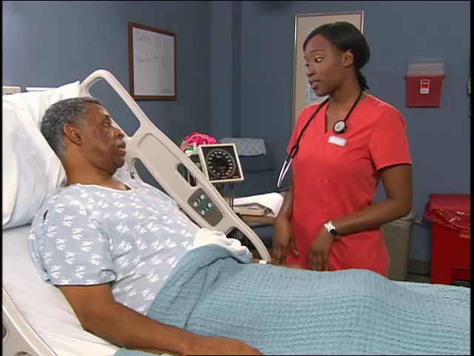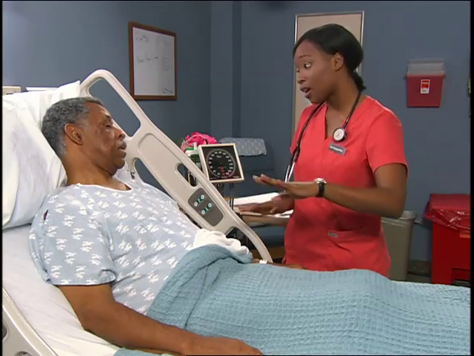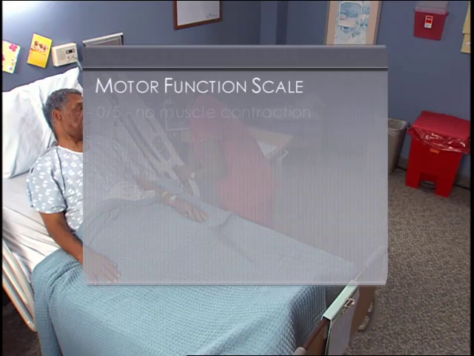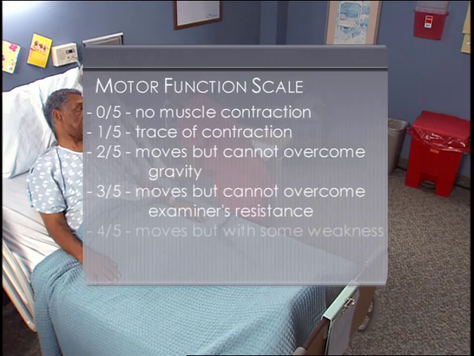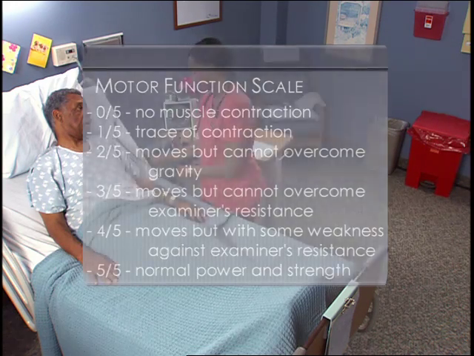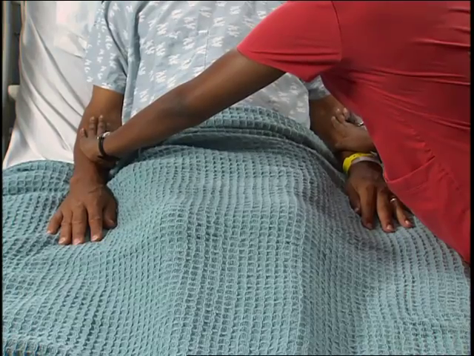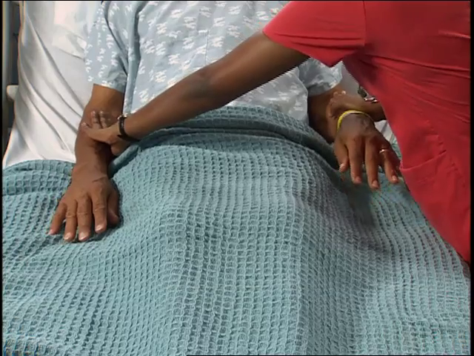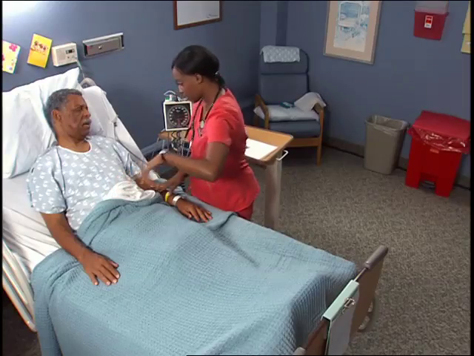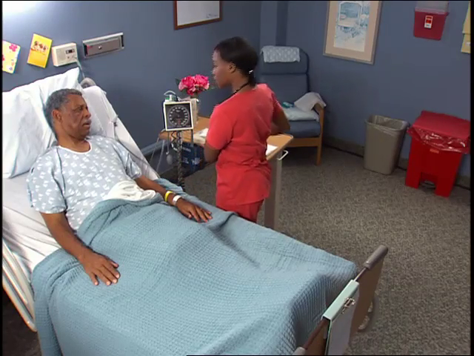Now to check your strength, I'm just gonna place both my hands on top of your arms, and I need you to lift your arms for me. Let me just adjust a bit. When assessing the patient's strength, it's helpful to use a standard measure, such as a scale of 1 to 5. Now I'm gonna ask you to lift your arm for me. Okay, good. I can see that your left arm is much stronger than your right arm. Let me just write that down.